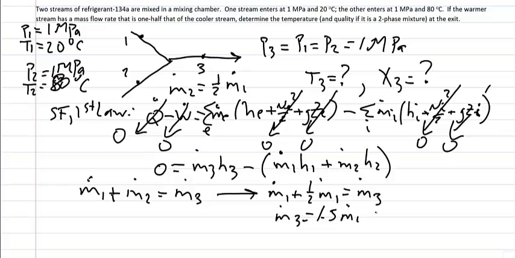Now, this equation is going to be plugged in above into the first law. And additionally, the fact that m dot 2 equals 1/2 m dot 1 is also going to be plugged into the first law. So let's plug these terms in.